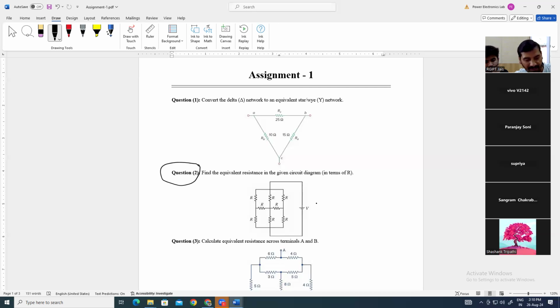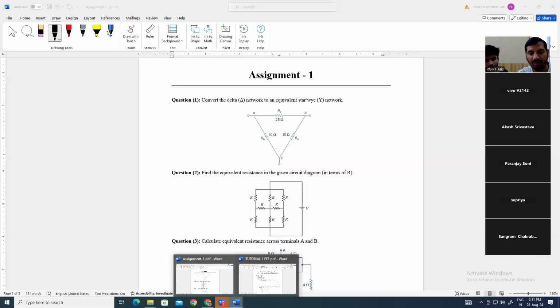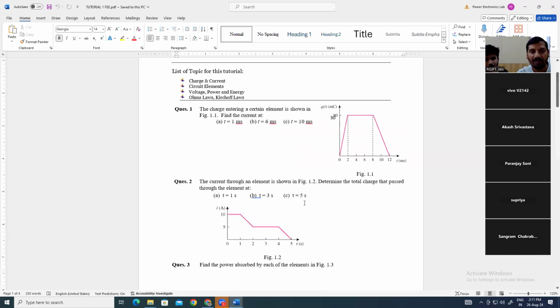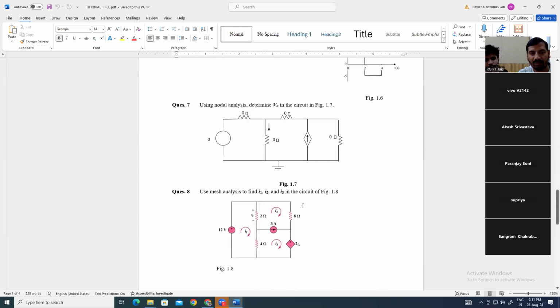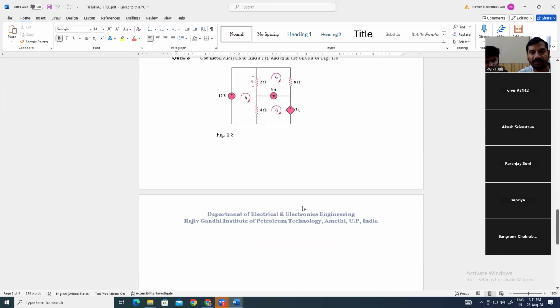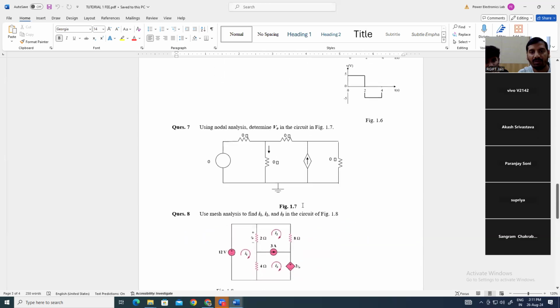Clear? Is it clear to you? Yes, sir. Okay. So if you have any doubt in this assignment 1 or tutorial 1 that we have given, the tutorial is also open here. If you have any doubt in this tutorial also, there are a total of 8 questions we have given. So if you have a doubt, you can ask.